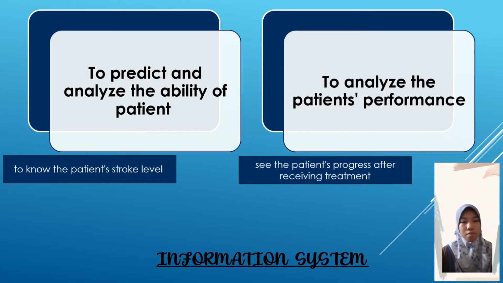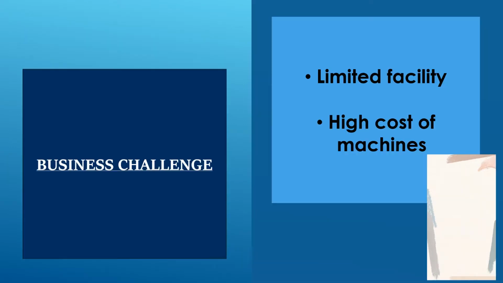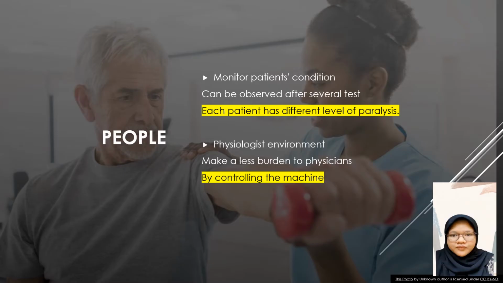severe. Next, we can analyze the patient's performance, as the MRI or CT scan machine includes a monitor to see the condition before and after the result. Unfortunately, the physiology department in one hospital has limited facilities, as the cost to provide the machine hits $3 million for a single MRI machine. The next part of our business information system in the healthcare industry is people.